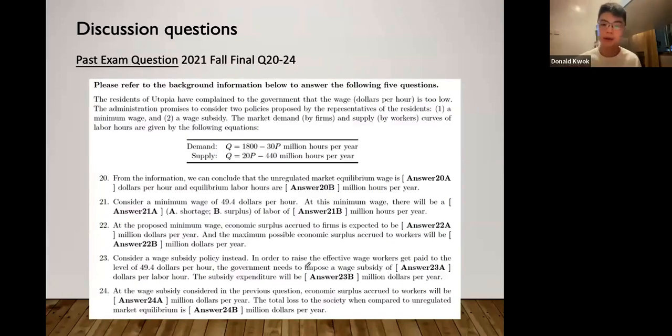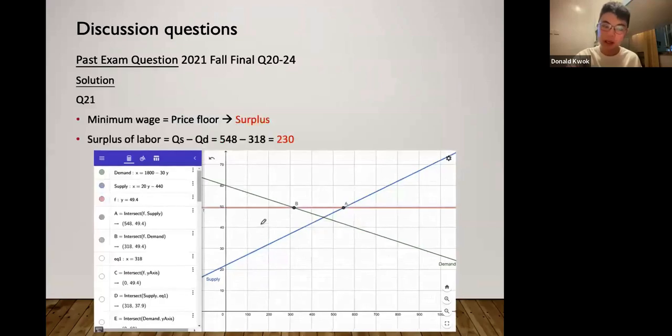So what happened in this case? First of all, 49.4 is above the equilibrium level, so it is an effective price floor. Okay, so we are going to determine whether there's a shortage or surplus in this case. Because the minimum wage is a price floor, and it is also effective, right? So there will be a surplus emerging in the market. So this is the first part.